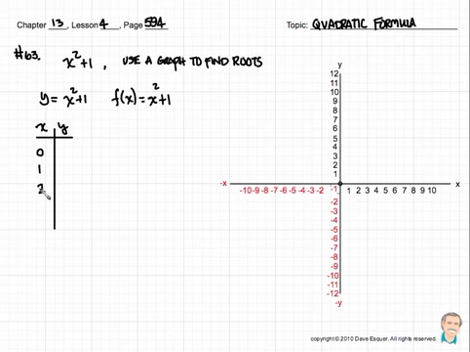I'm going to go with 0. My favorite numbers, 1, 2. Guess I might as well throw a negative 1, negative 2 in there for chuckles as well. If x is 0, obviously y is 1. If x is 1, y is 2. If x is negative 1, y is going to be 2. And if x is 2, y is going to be 5. And for negative 2, it turns out to be the same thing. Remember, when we square a negative number, we get a positive number. So that's why the graph looks like that.